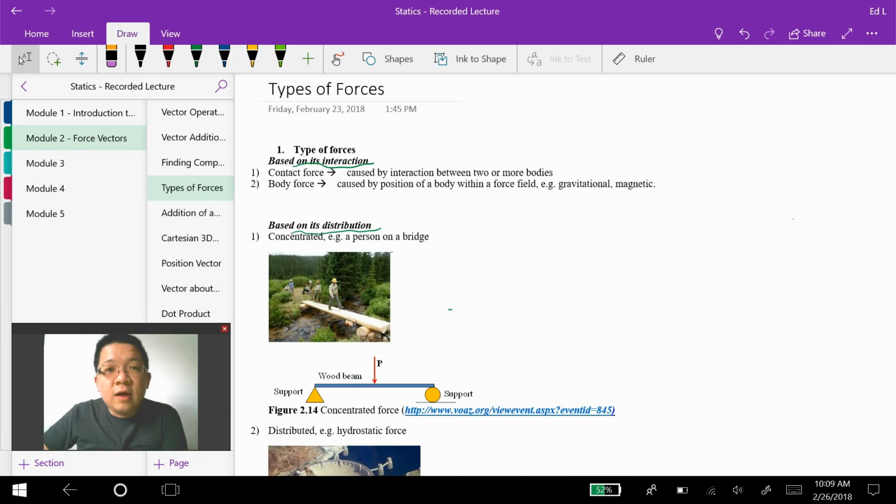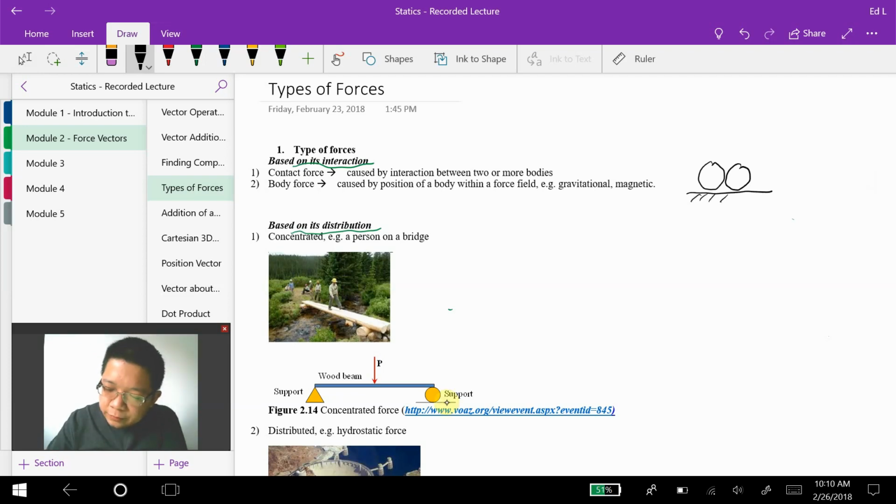Based on its interactions, forces can be divided into two: contact force and body force. Contact force is caused by the interactions between two or more bodies. For example, if I have two cylinders right here resting on a surface, and there's a contact between those two cylinders, and I separate the bodies to draw the free body diagram, there will be a contact force between, let's call them, cylinder A and cylinder B.